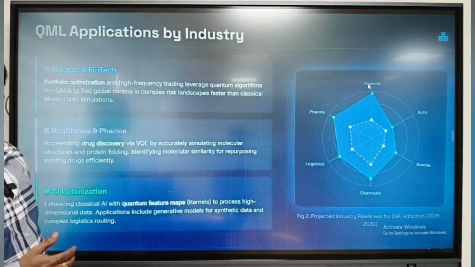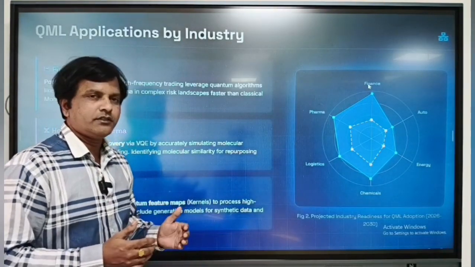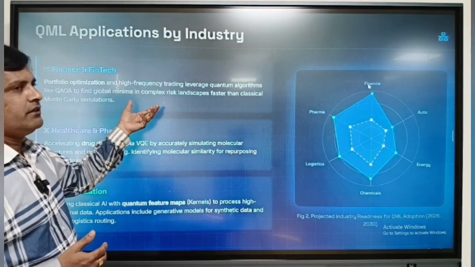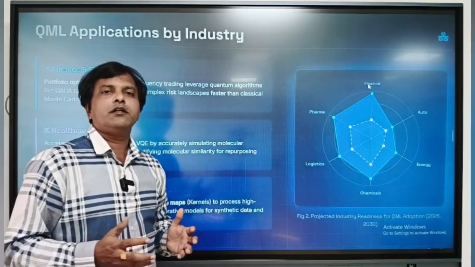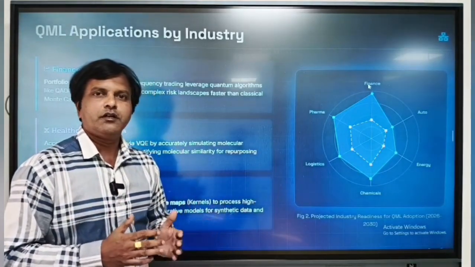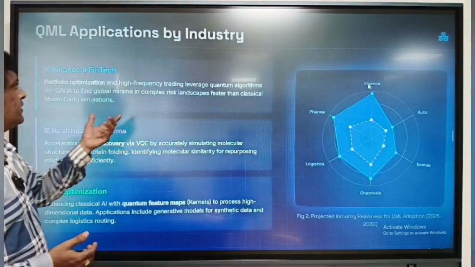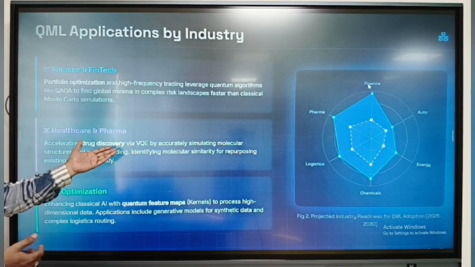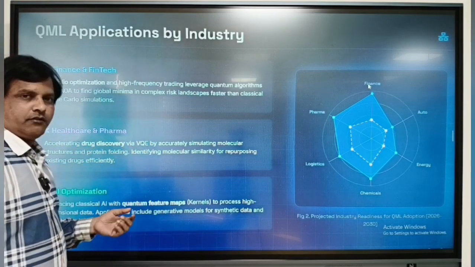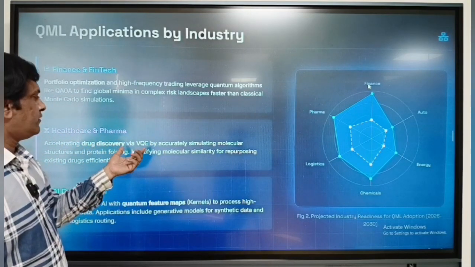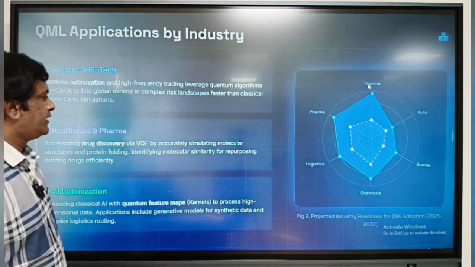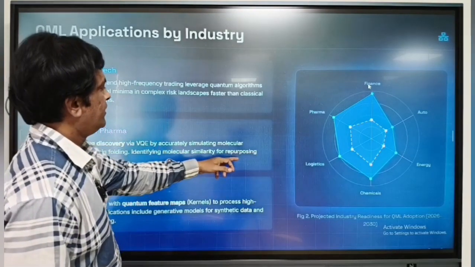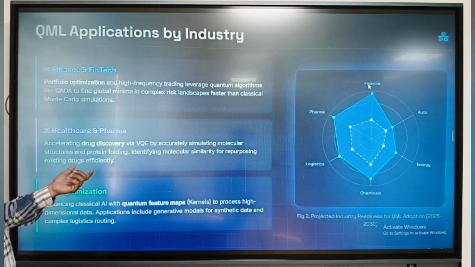applications in AI related quantum computing, where nowadays you are getting so many reels in social media where you can actually trade without knowledge with the help of artificial intelligence. So how is it working. Next, healthcare and pharma. Accelerating drug discovery via VQE, the variational quantum eigensolver, by accurately simulating molecular structures and protein folding, identifying molecular similarity for repurposing existing drugs efficiently.